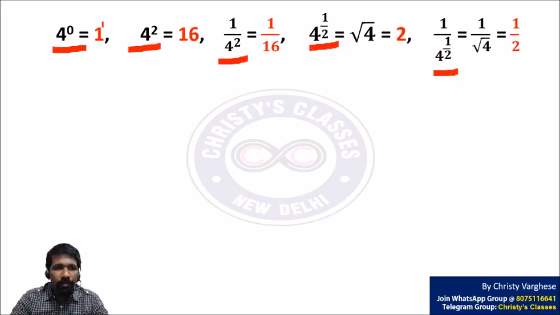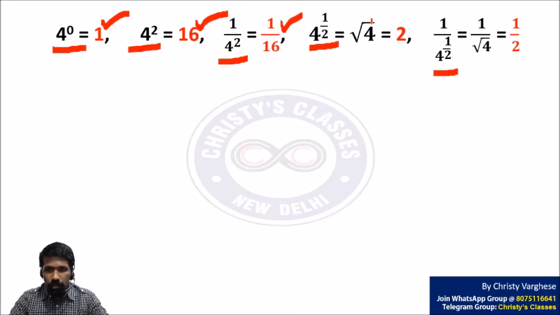So find it. 4 raised to 0. Anything raised to 0 is 1, we discussed. 4 squared is 16. 1 by 4 squared means 1 by 16. 4 raised to half means, a raised to 1 by m is the mth root of a. So 4 raised to 1 by 2 means square root of 4. Square root of 4 is 2. 1 by 4 raised to half means 1 by square root of 4. 1 by square root of 4 means 1 by 2.